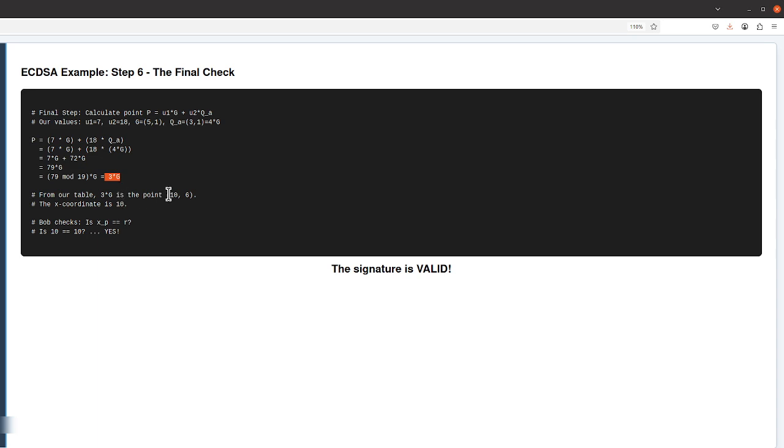Looking at our lookup table, 3G is the point 10, 6. The final check is simple. Bob takes the x-coordinate of his calculated point, which is 10, and compares it to the R value he received from Alice, which was also 10. They match. The signature is valid.